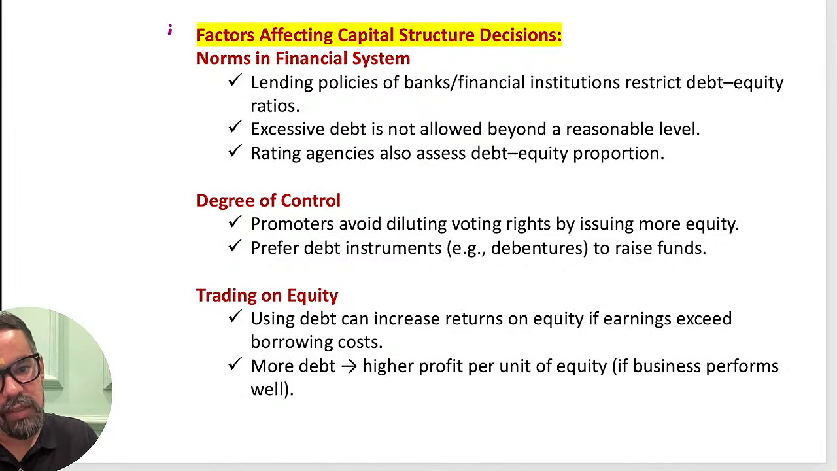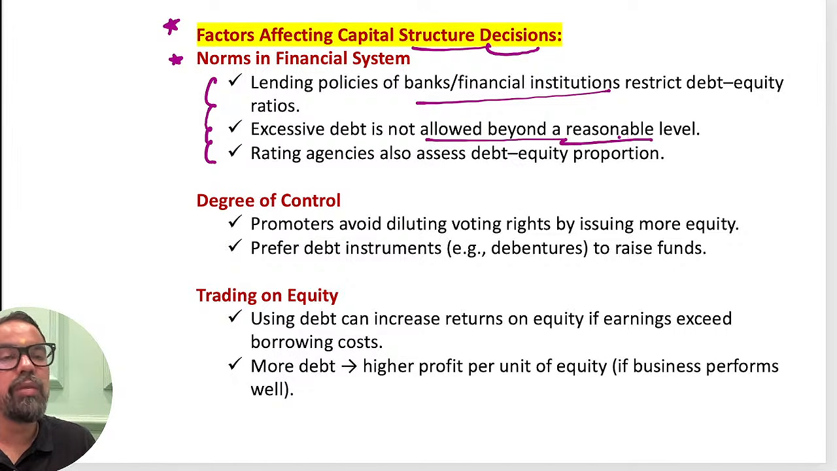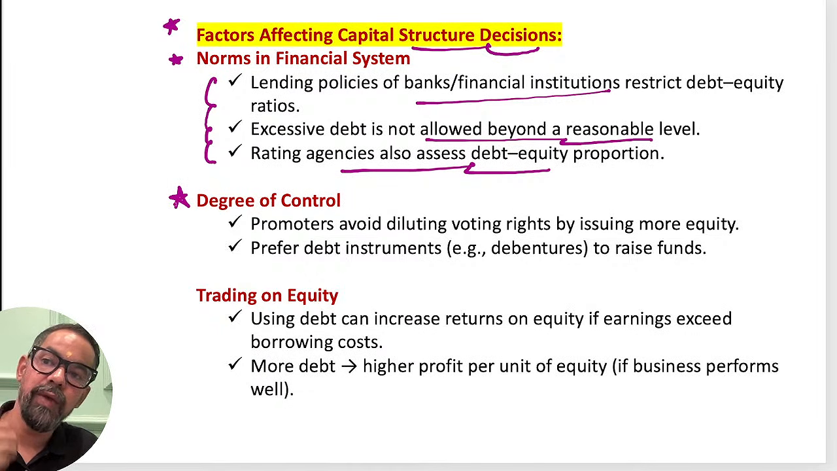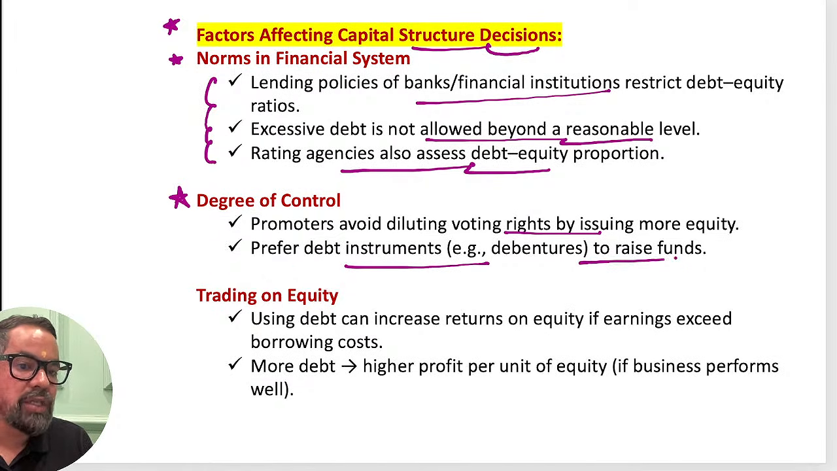Now this first subtopic, which is very important, is the factors affecting capital structure decisions. So the norms in the financial system, regulation itself, lending policies, banks, financial institutions and all: excessive debt is not allowed beyond a reasonable level, DSCR ratio. Then we have rating agencies, which also assess the debt to equity proportion. Degree of control: that is why we are not going to raise money only with equity, because with equity we lose the degree of control also, right? So promoters avoid diluting voting rights by issuing more equity, and prefer debt instruments to raise the funds itself.